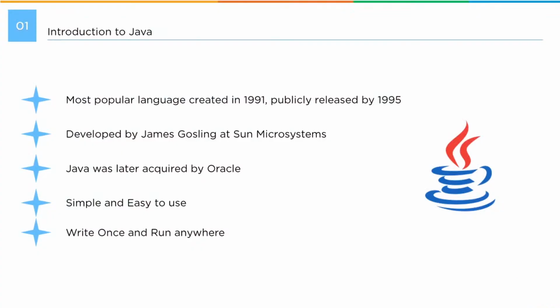When we talk about Java, it is one of the most popular programming languages out there, and it was created way back in 1991, but it was publicly released only in 1995. It was developed by one of the famous developers of our generation, James Gosling at Sun Microsystems, and then later Java was acquired by Oracle, and today Oracle owns Java. Java is very simple and easy to use, and we will look at different aspects of how it is easy and simple to use. It's a write once, run anywhere type of programming language. Again, we will look at details into this particular concept as well.